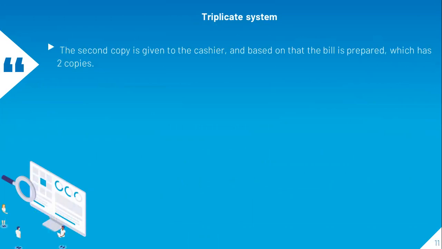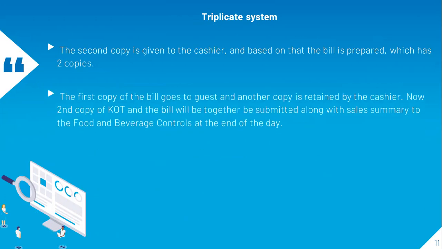Now the second copy is given to the cashier because the first one is already in the control box. The second copy is given to the cashier, and based on that the bill is going to be prepared, which has 2 copies again. The first copy of the bill goes to the guest and another is retained by the cashier. Now the second copy of the KOT and the second copy of the bill is going to be together, which will be submitted along with the sales summary to the Food and Beverage Control Department.